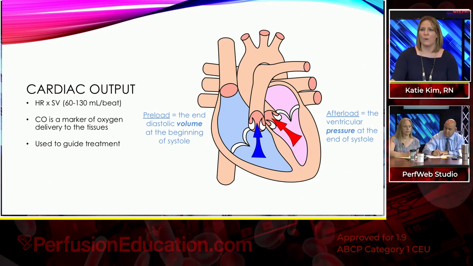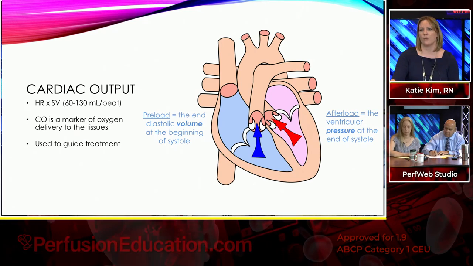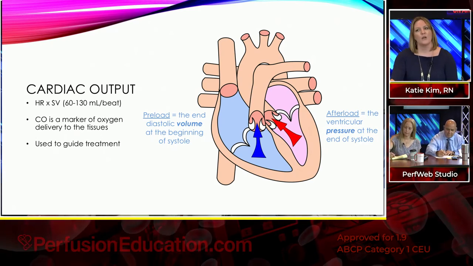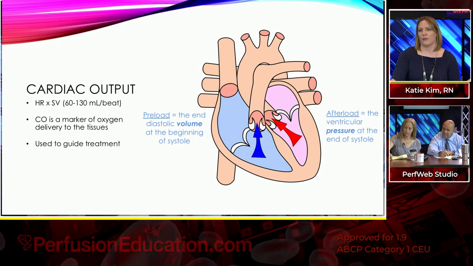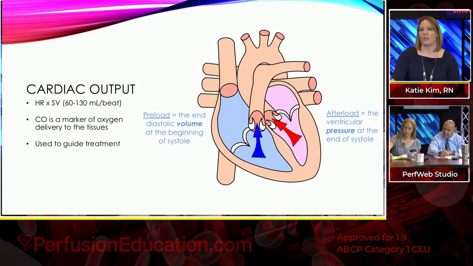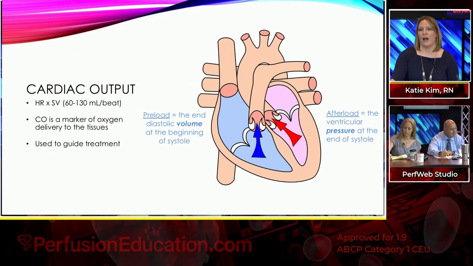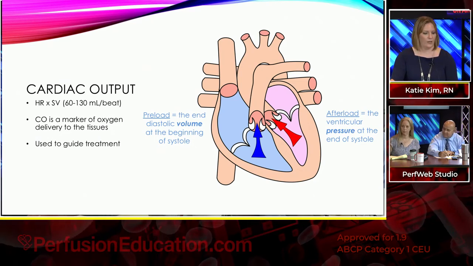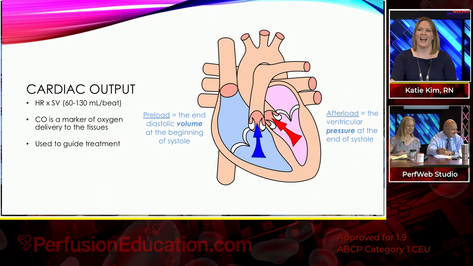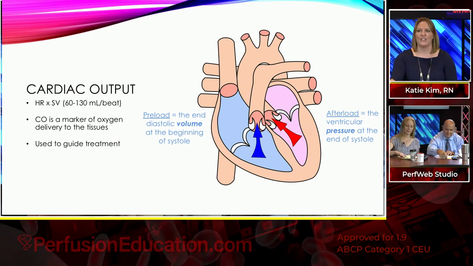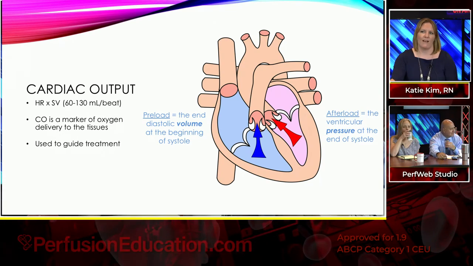And it is really important to understand the difference between preload and afterload. Preload is the end diastolic volume, which is at the beginning of systole. So we're measuring a volume with our preload, how much is in the tank. And afterload is the ventricular pressure at the end of systole. So it's the squeeze on the hoses.